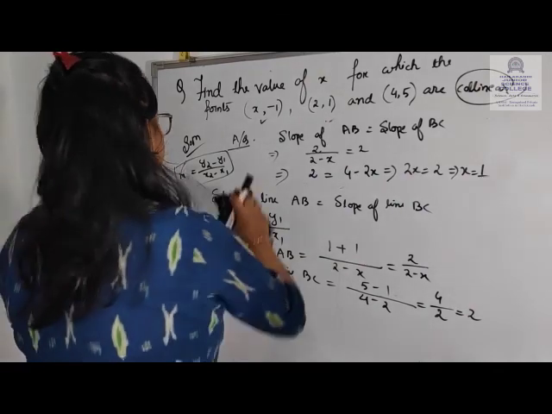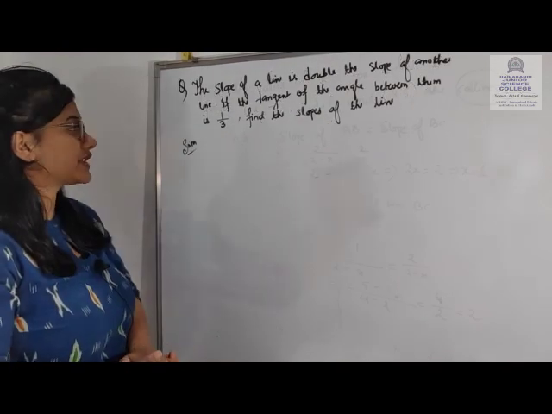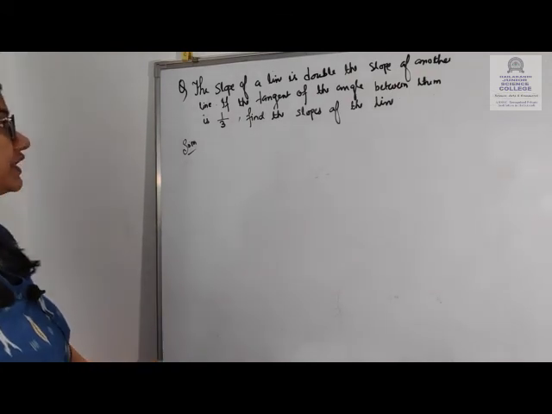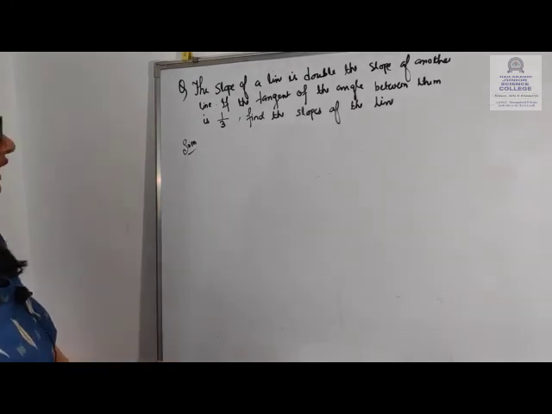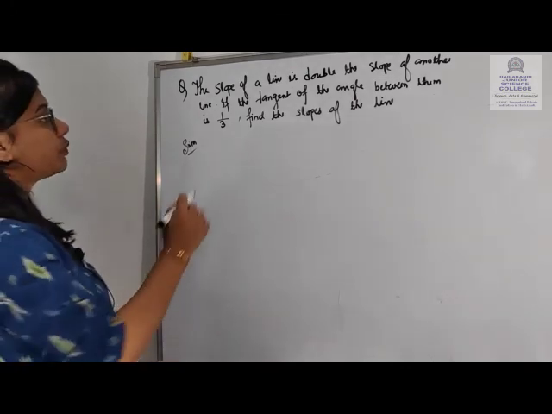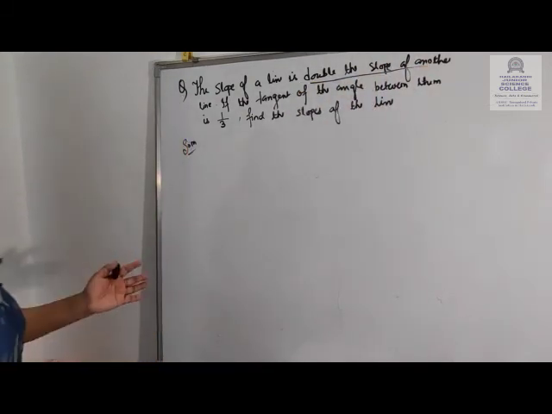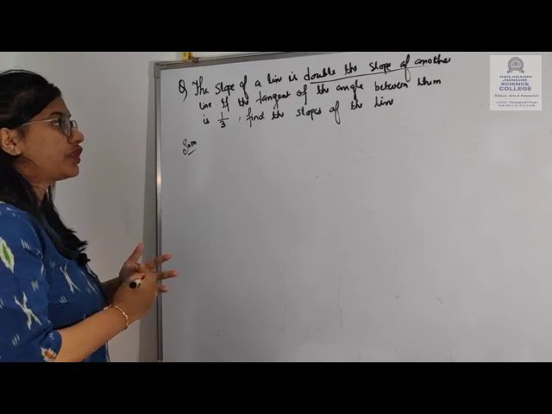So next we will be moving to another question. What is the question here? The slope of a line is double the slope of another line. If the tangent of the angle between them is 1 by 3, find the slope of the lines. What is given in the question? The slope of a line is double the slope of another line, meaning 2 lines are given and the slope of one line is double the slope of the other.